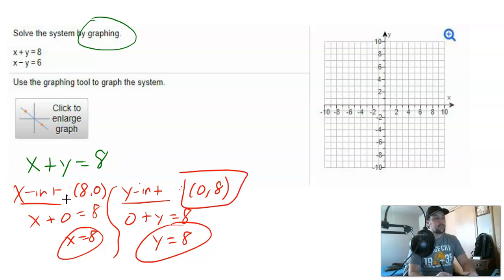All right, so we're going to plot these 2 points. I'll do these in red since that's the color that most of this is in, so we can keep track of which line is which. And so this is going to be for our first equation. We have this one's 0, 8, and this one's 8, 0.